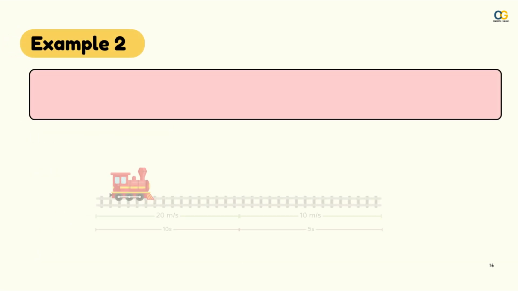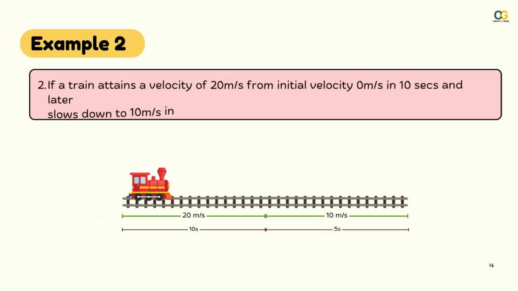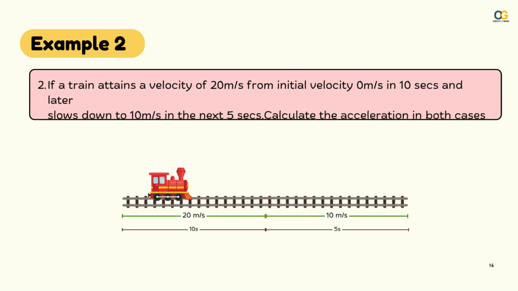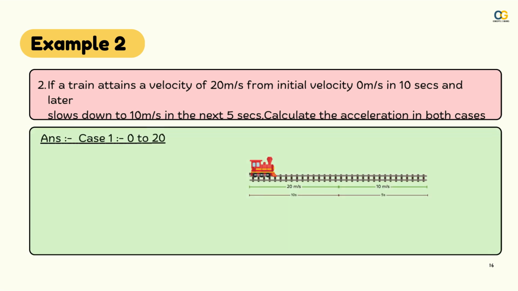If a train attains a velocity of 20 meters per second from an initial velocity of 0 meters per second in 10 seconds, and later the train slows down to 10 meters per second in the next 5 seconds, calculate the acceleration in both the cases.